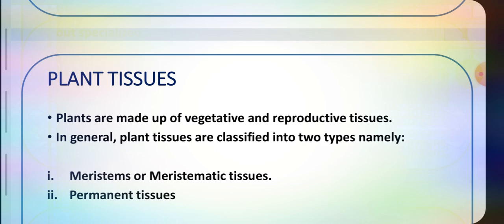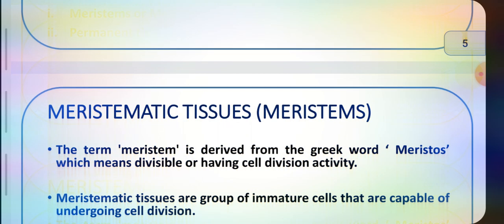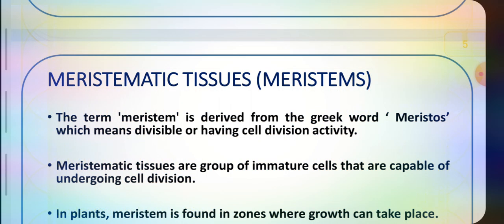Plant tissues, in general, are classified into two types. One is called meristematic tissue, or otherwise meristems. Another one is called permanent tissues. Listen, first of all, let us take meristematic tissue. What do you mean by meristem?